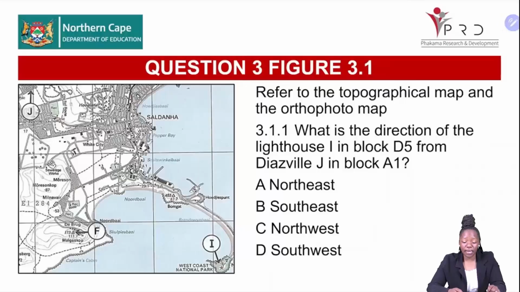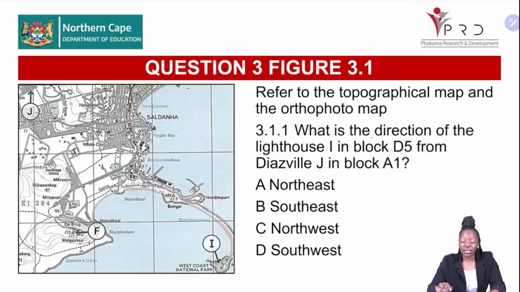Right, I believe we are all done with the general information. So now, to get into today's business, we are looking at the real questions. Your question 3, figure 1.1, is where you should expect questions based on your map skills as well as your calculations. So refer to the topographical map and the orthophoto map. Remember, you will always be given 2 sets of maps, your topographic and your orthophoto.